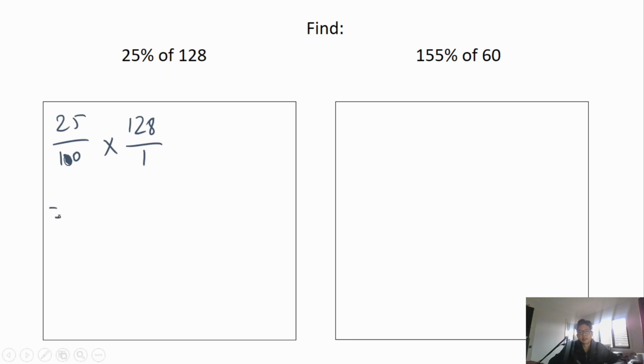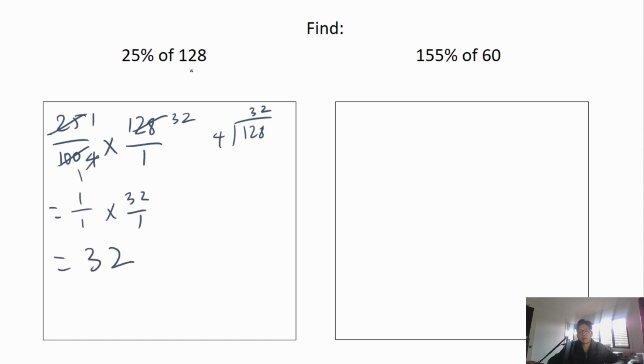Yep. So let's simplify where we can now. We can divide both the top here and the bottom here by 25. That gives us 1 here and 4 here. And we can also divide, I'm pretty sure we can divide that by 4. So that gives us 1 here. Let's try to divide 128 by 4. That gives us 32. So we'll have 32 up here. So we now have 1 over 1 times 32 over 1. And that gives us a value of 32. So 25% of 128 is 32.